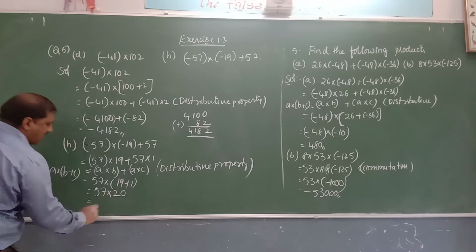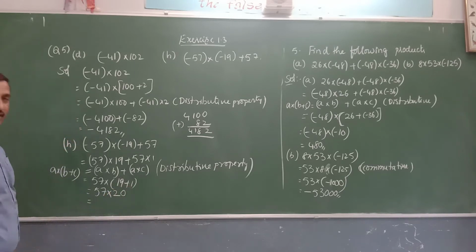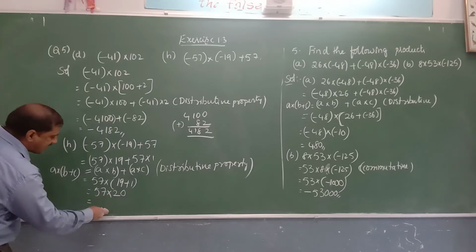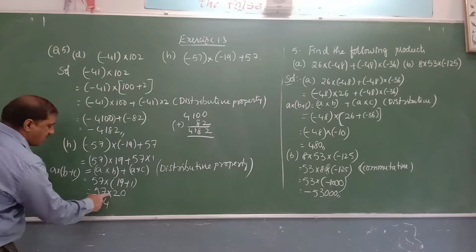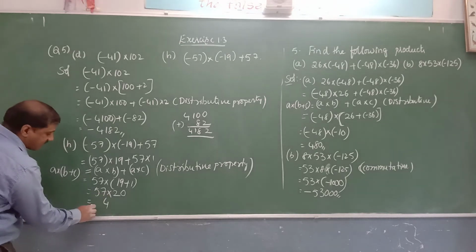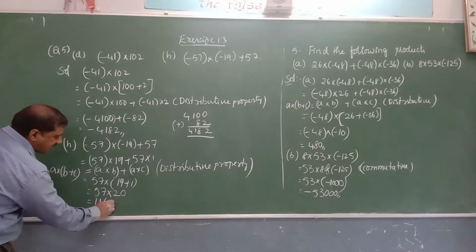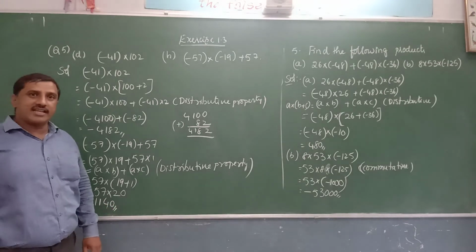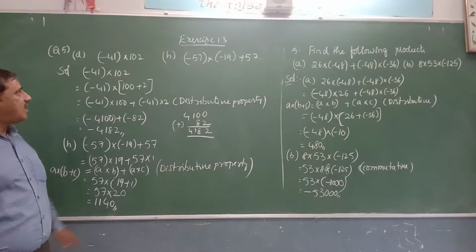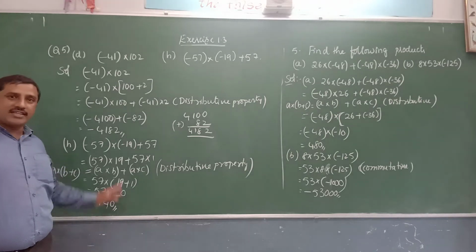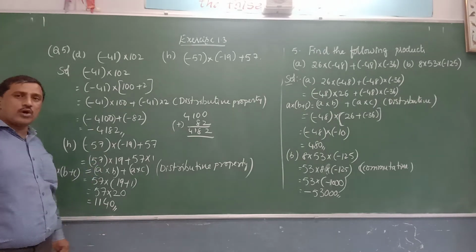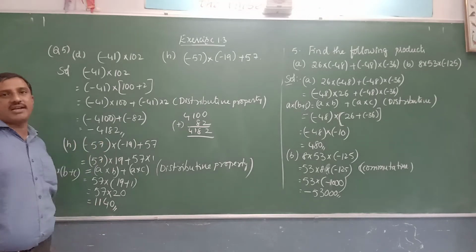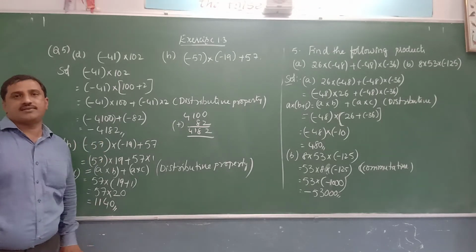Now multiply 57 with 20. For that, multiply 57 with 2 and keep 0. 2 7s are 14, 1 is carried. 2 5s are 10, 10 plus 1 is 11, keep 0. It is 1140. See, children, how easy it is to find these products using the distributive property. Is it clear, children? So use the suitable property to find the products.